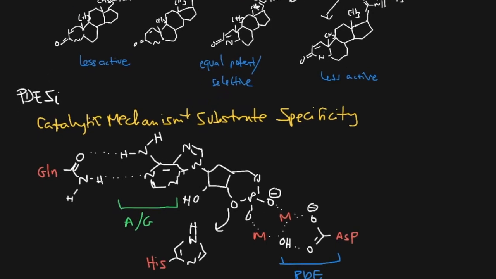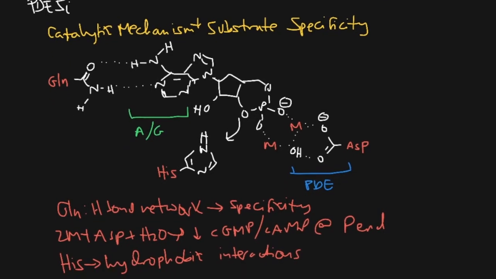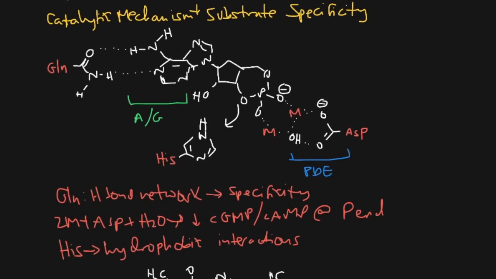The second class of drugs that Dr. Zhang went over was PDE5 inhibitors. Remember that PDE5 inhibitors have four major parts to them, or four major parts in their catalytic mechanism. They have the glutamine, which forms a hydrogen bond network over here, and this determines the specificity. So remember that glutamine determines the specificity in identifying the adenine or the guanine in cyclic AMP or cyclic GMP.